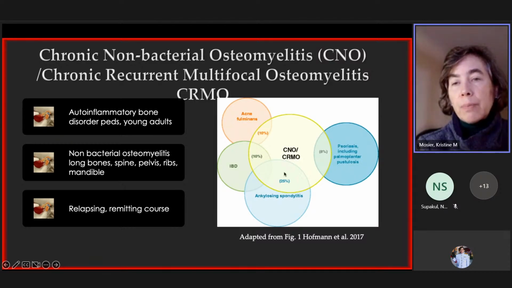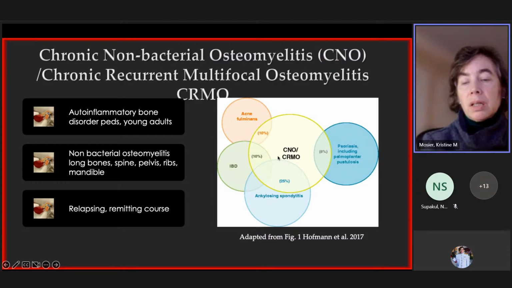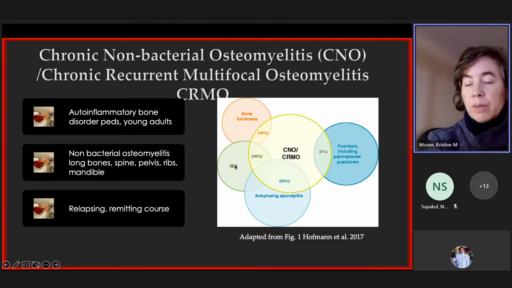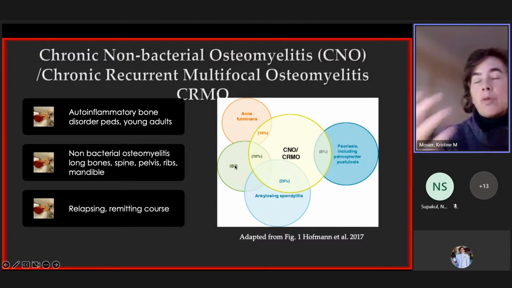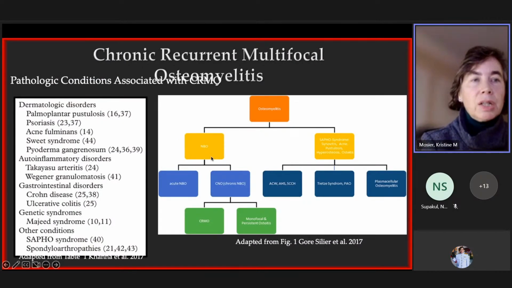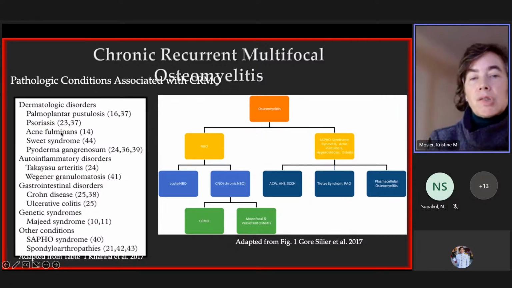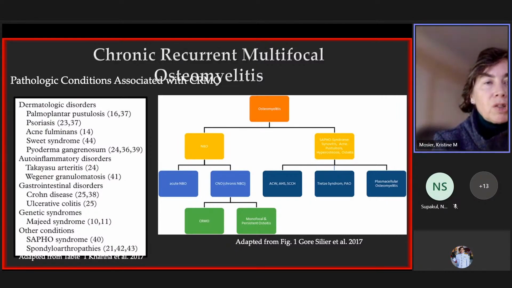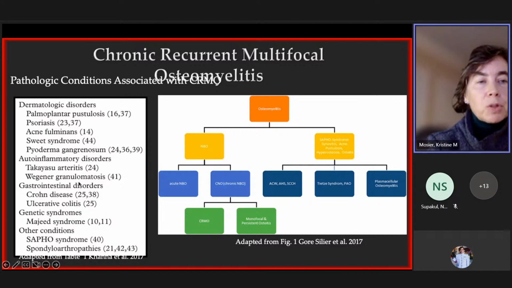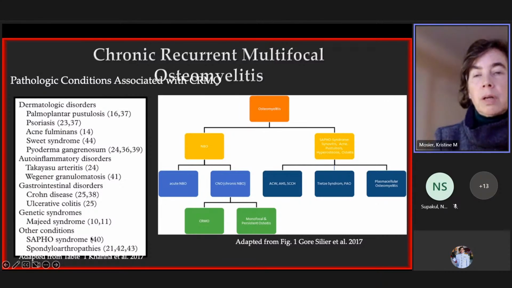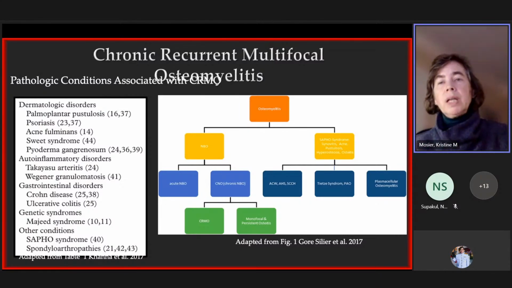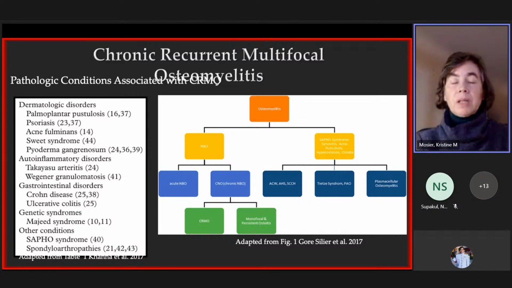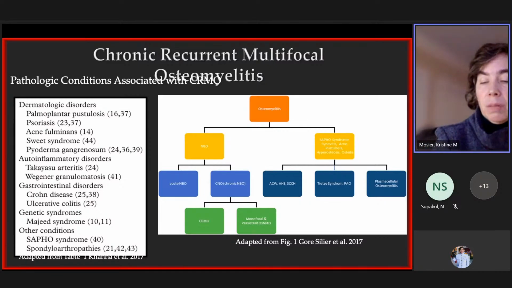And it really has a large overlap with a number of other dermatologic and spondylitic etiologies. It also has overlap with inflammatory bowel disorders. So a lot of autoimmune overlap. And as we see here, there are a number of other pathologic conditions associated with this. As we mentioned, dermatologic disorders, other autoinflammatory disorders, GI disorders, and of course, other spondyloarthropathies, as we see here. So really something that needs to be worked up in consideration of a number of these other pathologies that have osseous involvement.